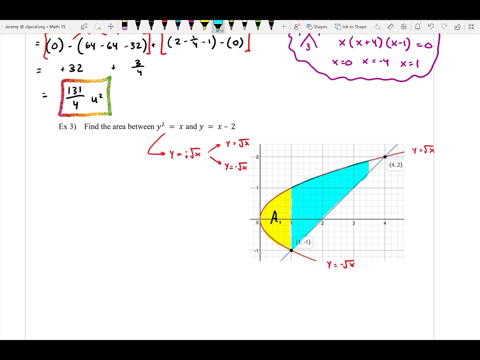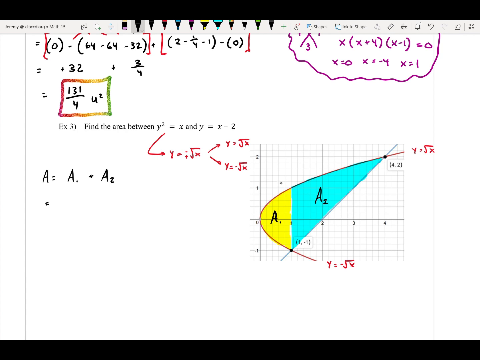So since there's that switch, since there's that change in the bottom function, this is going to force us to look at two separate areas and use two different integrals. So here's what this will look like. The area is going to be area 1 plus area 2. And we're going to have to set up a couple of integrals.